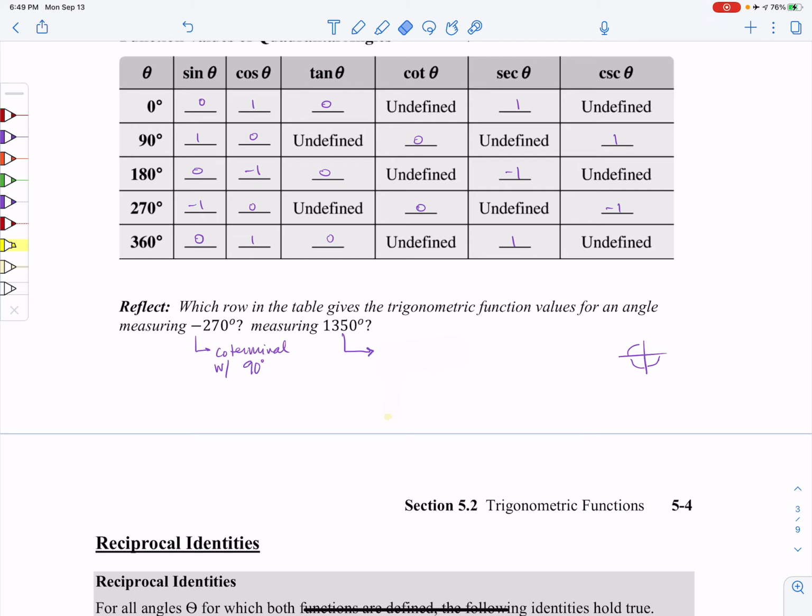And 1,350 is coterminal with 270. You would just need to take whole circles and keep subtracting. So 1,350 minus a whole circle, minus a whole circle, minus a whole circle. You'll probably have to do at least 4 whole circles that you'll subtract.